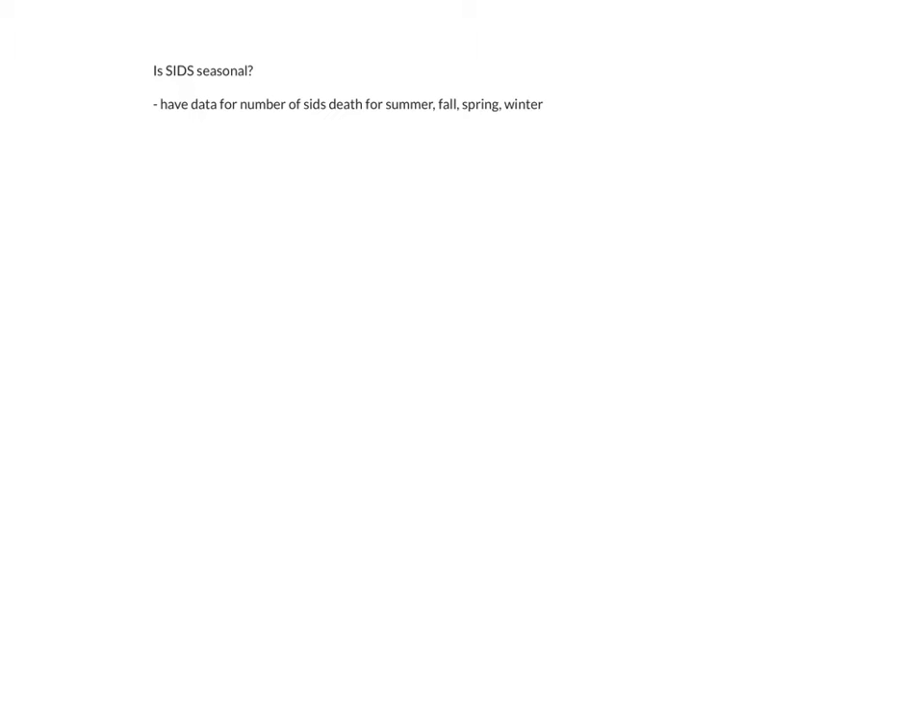In these examples, we'll be practicing step 1 and step 2 for chi-squared goodness of fit. Our first example is going to look at the question, is SIDS seasonal or not? That is, does sudden infant death syndrome occur at higher or lower rates depending on the season?